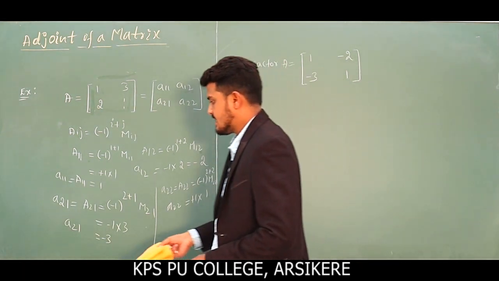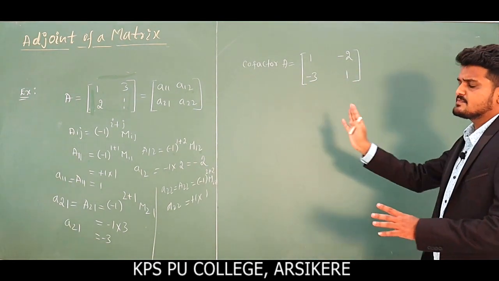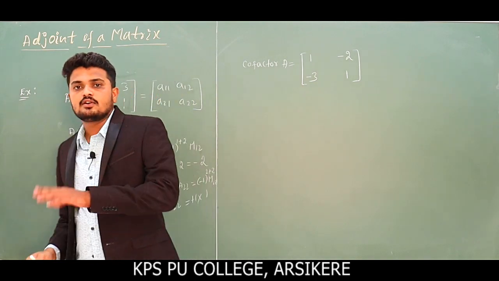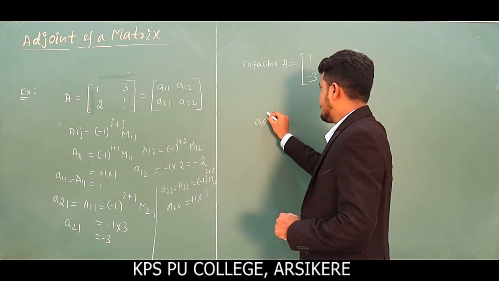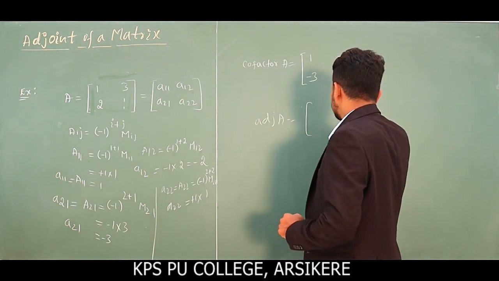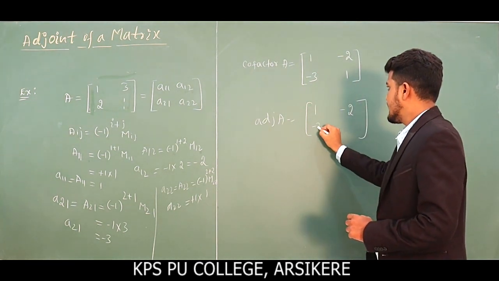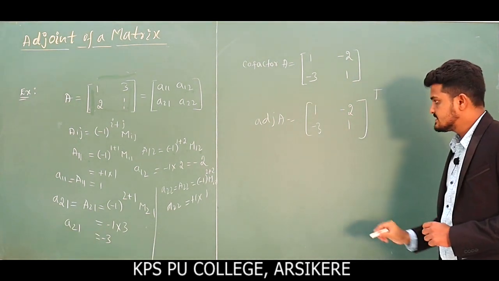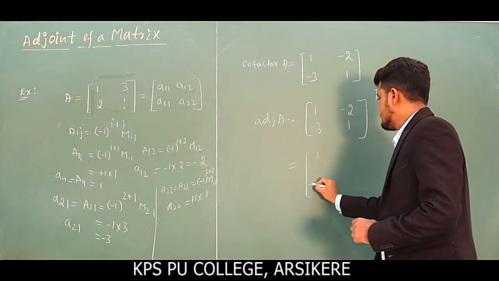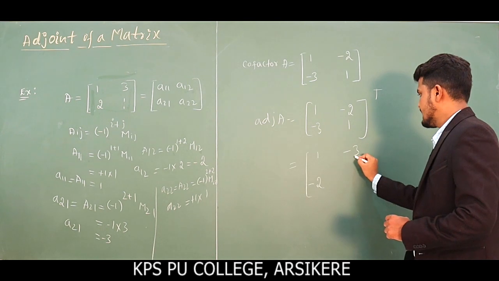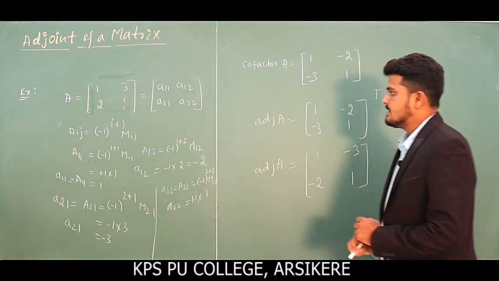Next we have to find the adjoint. By definition, the adjoint is nothing but the transpose of the cofactor. What is the transpose of a given matrix? Interchanging rows into columns and columns into rows is nothing but the transpose. Then the adjoint of A is the transpose of the given cofactor. So [1 -2; -3 1] transpose is equal to [1 -3; -2 1]. This is nothing but the adjoint of the given matrix A.